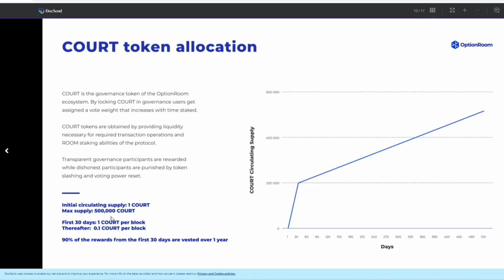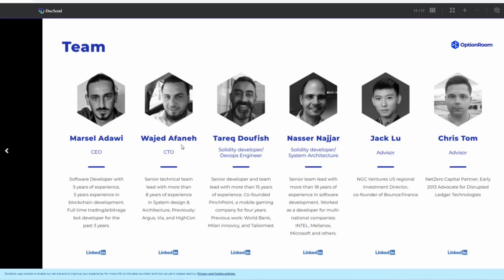So Court token allocation: it gives initial token circulating supply 1 Court, maximum 500,000 Court, first 30 days 1 Court per block, 90% of the rewards from the first 30 days are vested over 1 year. That's good. They're really thinking outside the box here, because as I just mentioned, in terms of the rewards, people basically dump it straight away. So the first 30 days are vested. So 90% of rewards from the first 30 days are vested over 1 year. Good. So that means you're not just going to sell it straight away. It'll be vested over a year, which is very, very smart thinking. It's clear that the people who have put together these tokenomics and this allocation have an understanding of what they're doing.